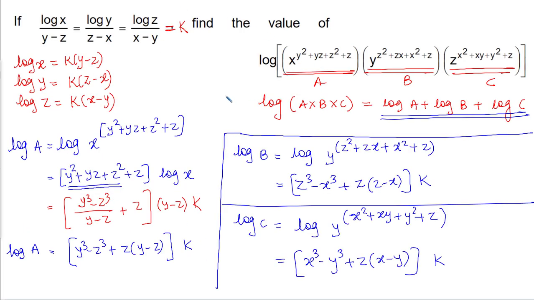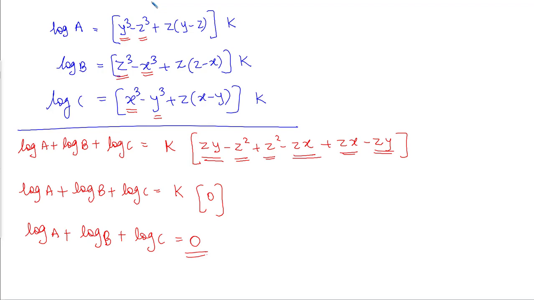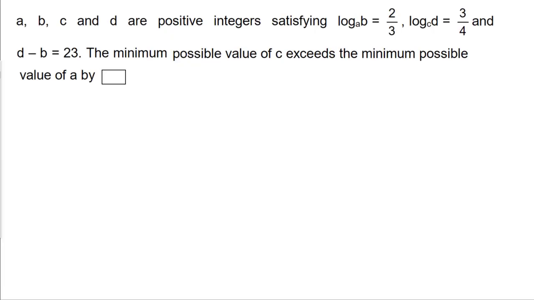We are supposed to find the value of log of A into B into C, that is log A plus log B plus log C. So the value is going to be how much? 0. Okay everyone, this is how we can solve this question. After this we are going to solve the second question.